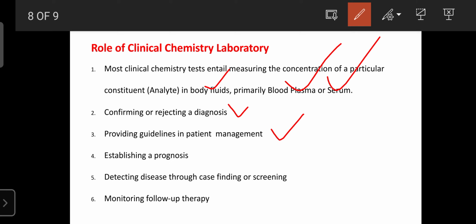Whatever way you manage the patient's life, whether the outcome is poor, whether it achieves success, or whether it is progressing, that is also noted down time to time by subjecting the sample to the clinical chemistry laboratory. Then also it is helpful for establishing the prognosis, that is, the development of therapy or selection of drugs to treat the disease, which is known as the prognosis.